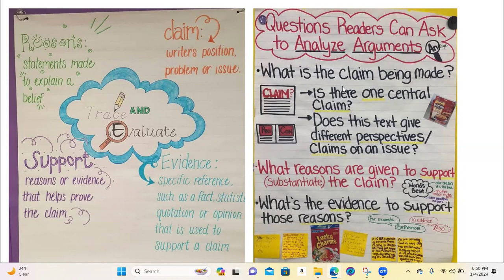Questions readers can ask to analyze arguments. What is the claim being made? Is there one central claim? Does the text give different perspectives or claims on an issue? What reasons are given to support or substantiate the claim? What's the evidence to support those reasons?